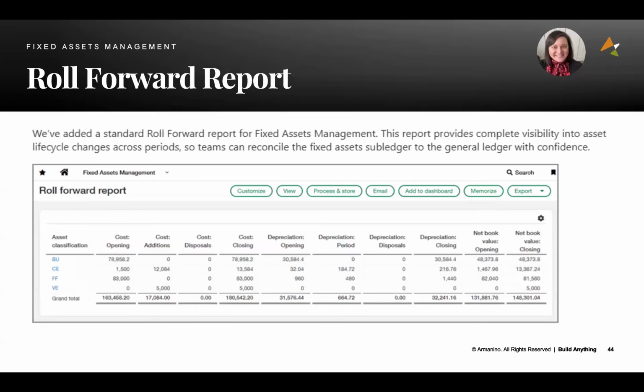Roll forward report. There's actually a few reports. I was looking at this just a few minutes ago with the team and adding some reports into my Sage Fixed Assets Management dashboard. That's a dashboard that you can enable in the dashboards library, and then add the new reports to it. There's a net book value report. There's also a roll forward report that's been added into the report library.